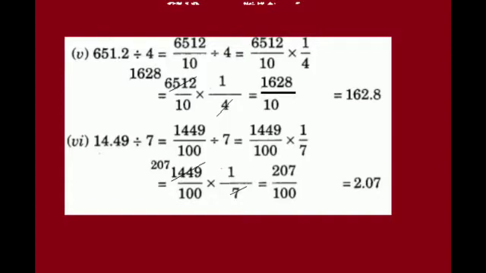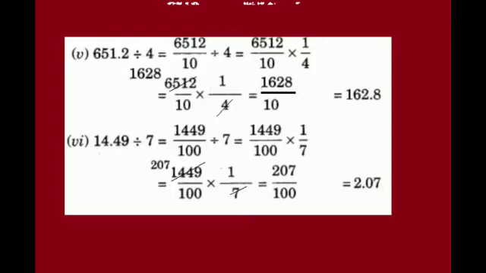Next, fifth subdivision, 651.2 divided by 4. 651.2 can be written as 6512 by 10. So 6512 by 10 should be divided by 4, which is equal to 6512 by 10 into the reciprocal of 4, which is 1 by 4. On cross cancelling 6512 and 4, we get 1628. Now 1628 by 10, which is equal to 162.8.